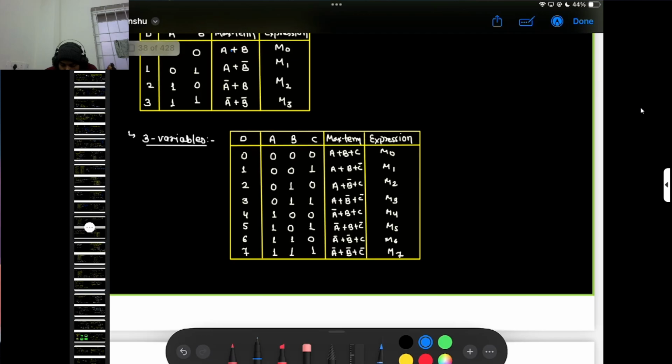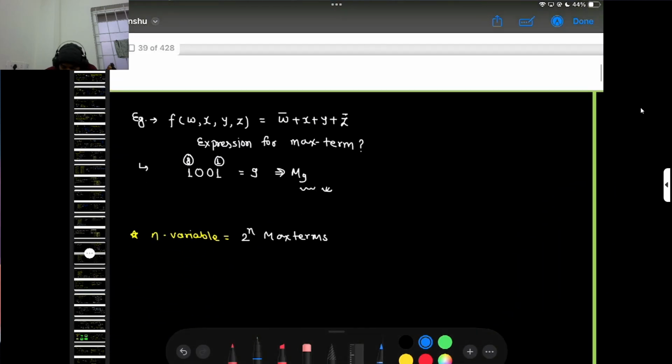So same as here, and same as the concept before. So this is M9. So expression for max term. So what would be the expression? So it is M9 basically.